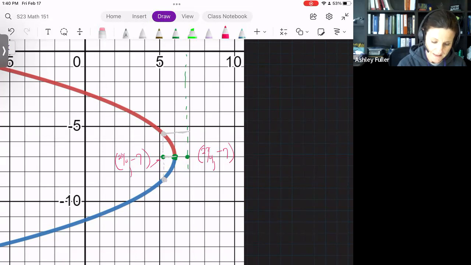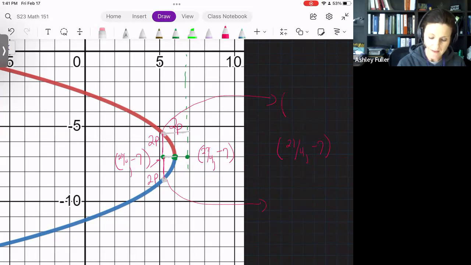So this distance is 2p. By definition on a parabola, the distance from any point to the directrix and the focus is 2p. So this distance is 2p. This also means this distance is 2p. So we can take our focus, 21/4, -7, and then we can find this point above it and this point below it.